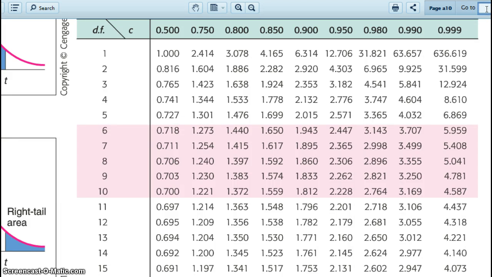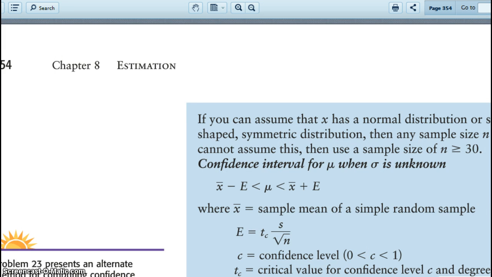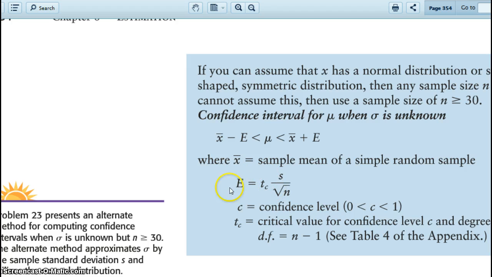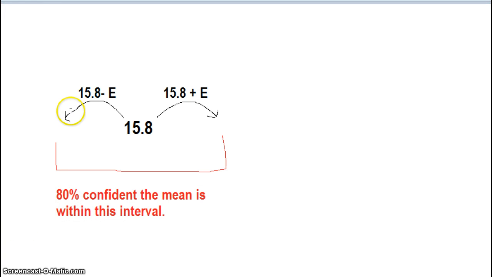So plug that into the formula for TC, and you should be able to figure out your error of estimation. And when you get those two numbers, you'll be 80% confident the real mean is in between them. And just as a side note, if you wanted to be 90% confident or 99%, you follow all those steps, you'll see that this range has to get bigger and bigger if you want to be more confident. And that should make sense.